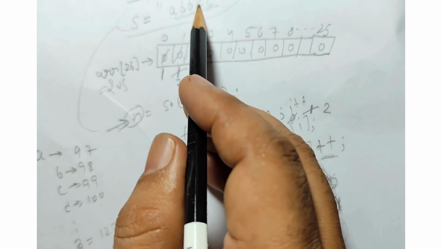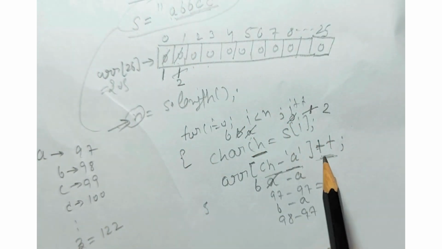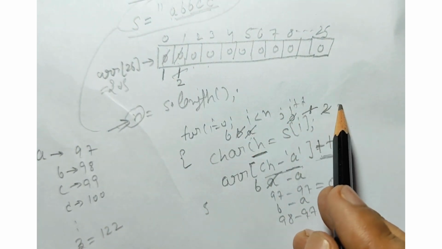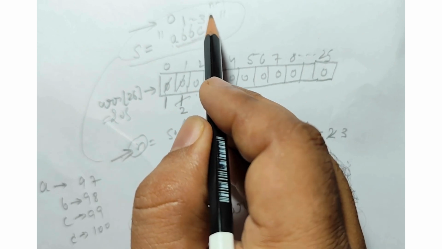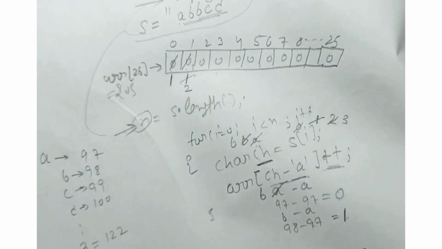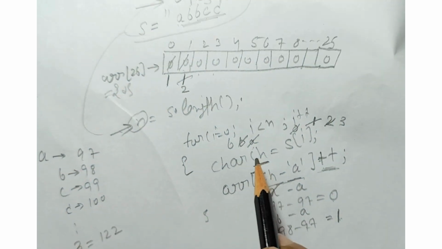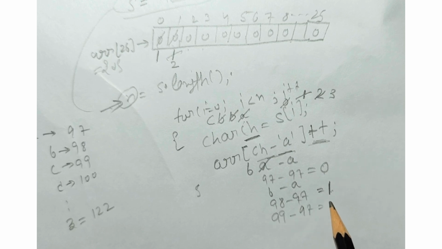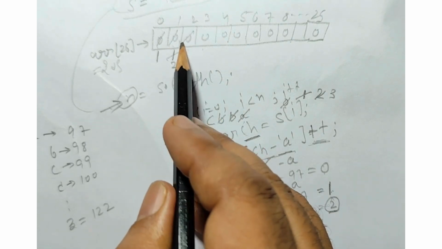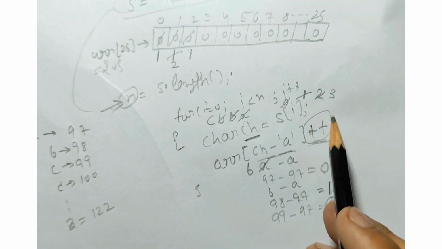After this c will come. So when I is updated to 3, because c has index 3 and d has index 4. Okay, so when c comes, what is the ASCII code of c? C has the ASCII code 99. 99 minus 97, the index is 2. So at index 2 we apply the plus plus operator.